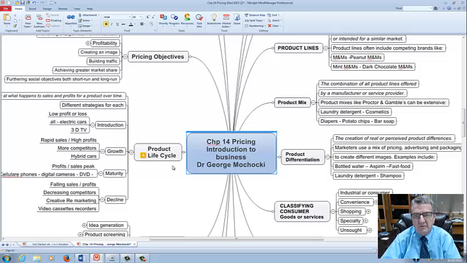We're covering just a quick overview on pricing. Utilize the book, utilize the PowerPoints, and you'll do very well. This gives you a quick summary. Remember, when you're reading the chapters, just add in more to what I put in here.